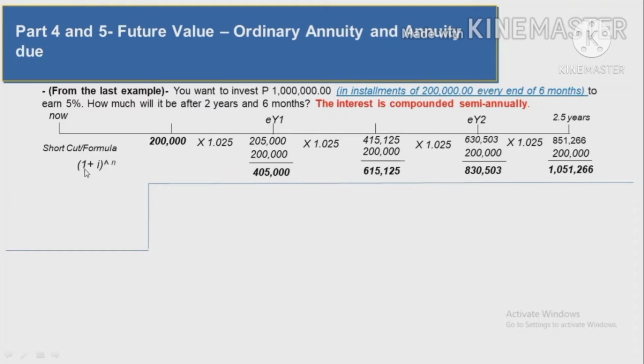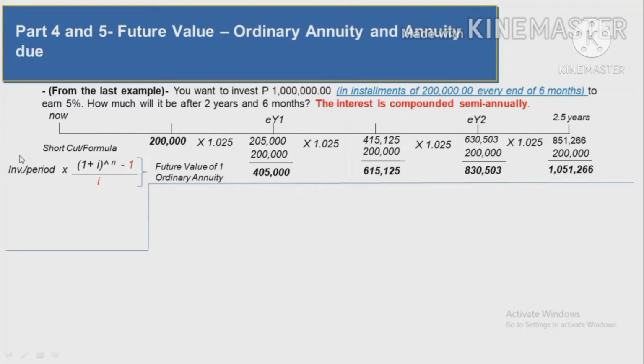As we discussed earlier, that's 1 plus I raised to the power of positive n. But this time, you're gonna add 2 elements, which is the minus 1 and the divided by I. So that is what we call the future value of 1 ordinary annuity. And what are we going to do with this future value factor? Of course, you multiply that with the investment per period. So let's have the proof.